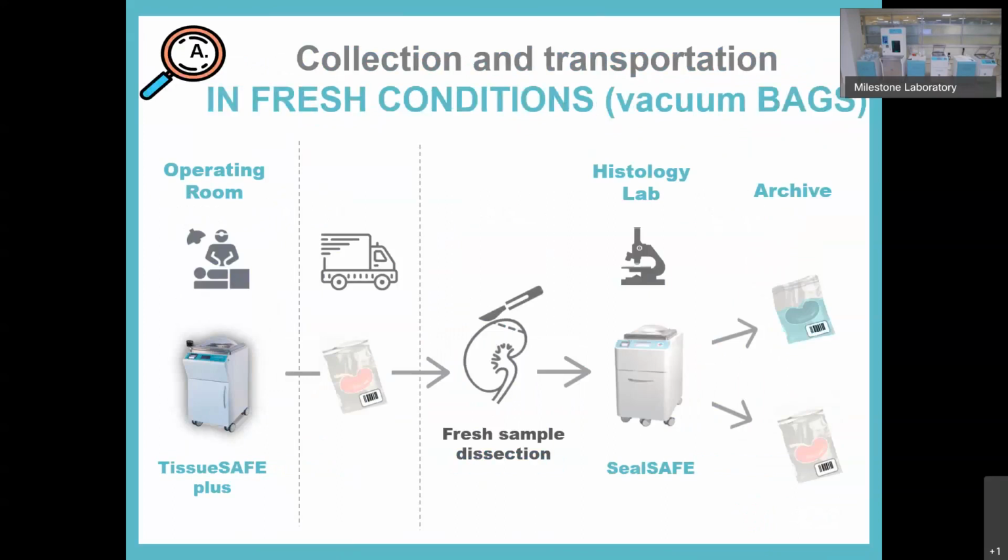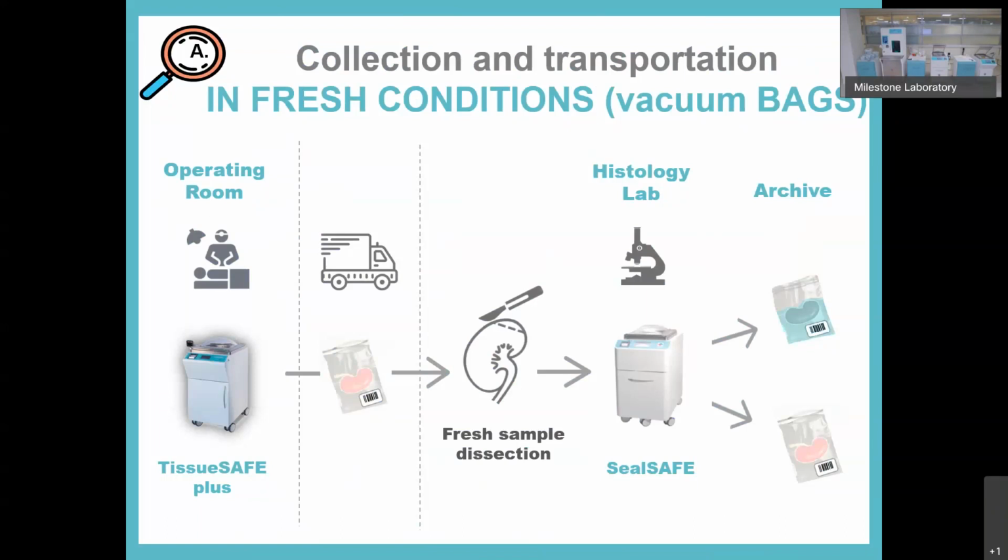So the scenario now. Let's see when we have a fresh condition transportation, in this case, the utilization of vacuum bags. The Tissue Safe can be placed in the operating room, or nearby the operating rooms, in the so-called dirty room, and it can serve several operating rooms. In this case, the tissue gets placed in the bag, transported at a controlled temperature of 4 degrees Celsius, and received by the pathology department in fresh condition.